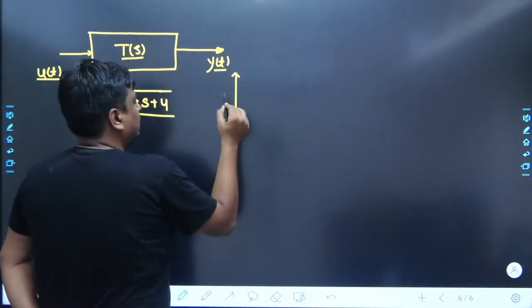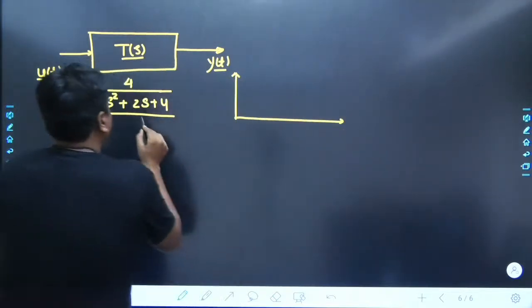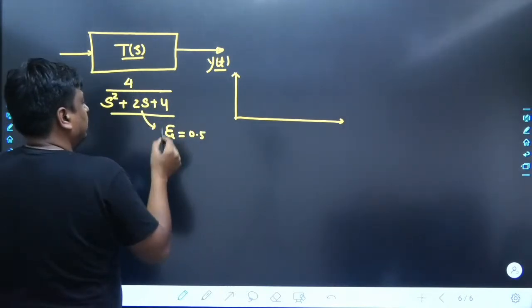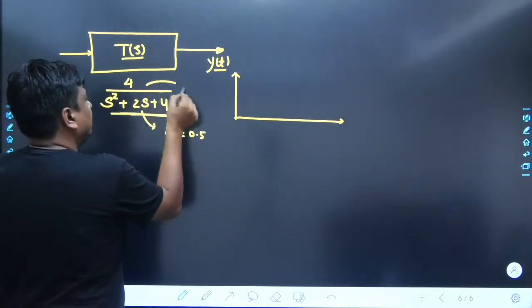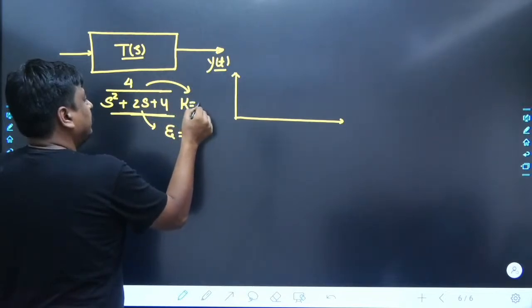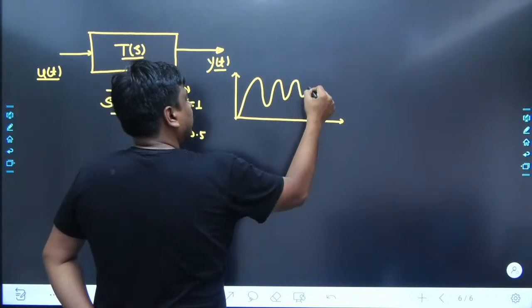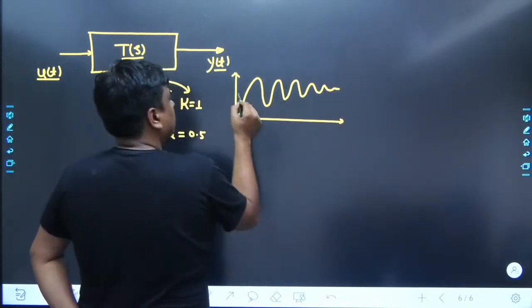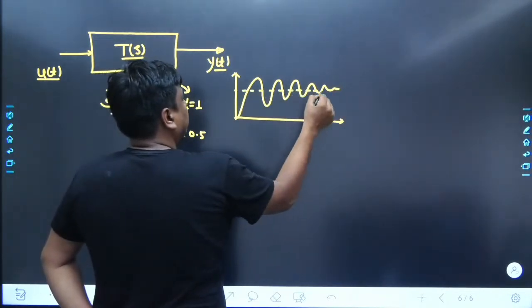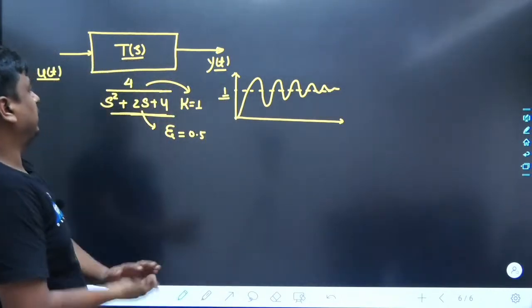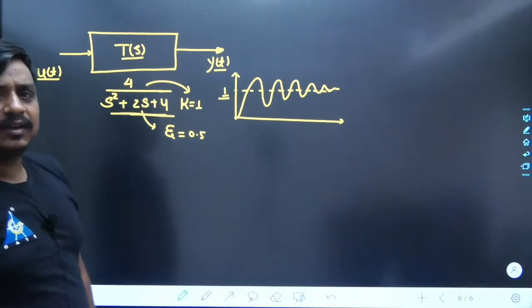So what I am saying, if you focus on the value of zeta, it is 0.5, and k is 1. So it is going to be an underdamped system. That means it would oscillate with the damped nature, keep decreasing its magnitude, and settle down at 1. Could you really understand what exactly I wanted to communicate over there?